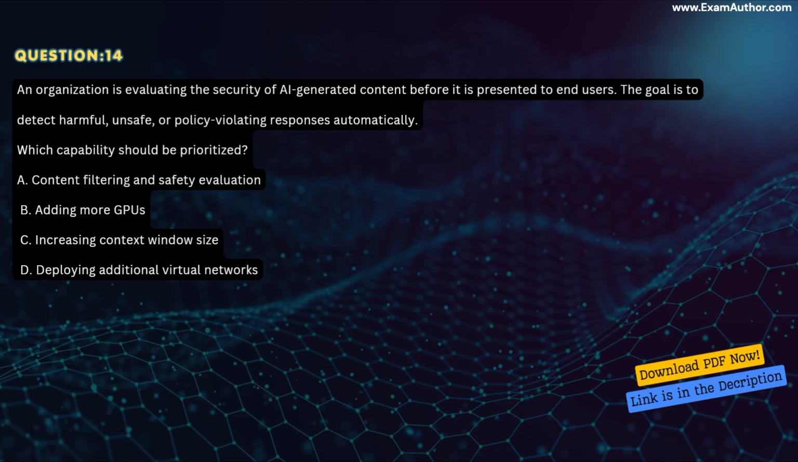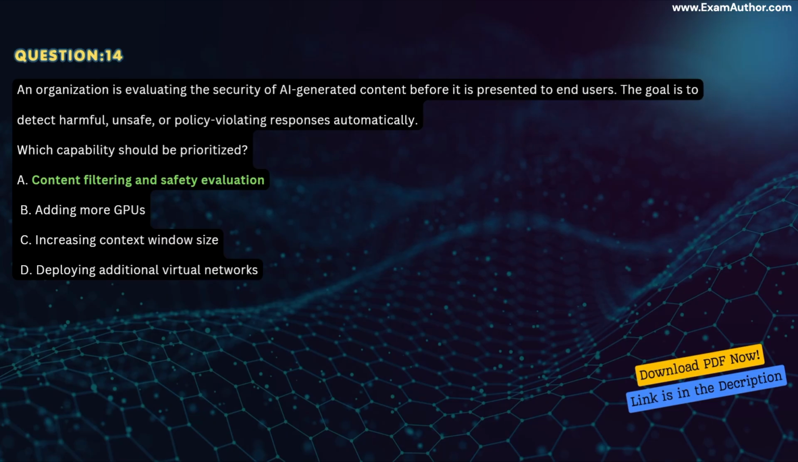Question 14. An organization is evaluating the security of AI-generated content before it is presented to end users. The goal is to detect harmful, unsafe, or policy-violating responses automatically. Which capability should be prioritized? A. Content filtering and safety evaluation. B. Adding more GPUs. C. Increasing context window size. D. Deploying additional virtual networks.